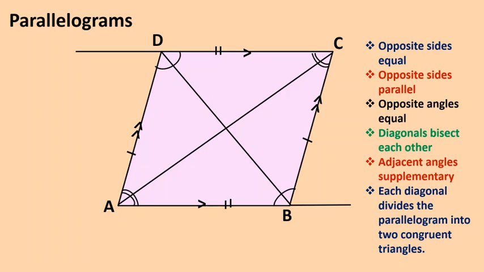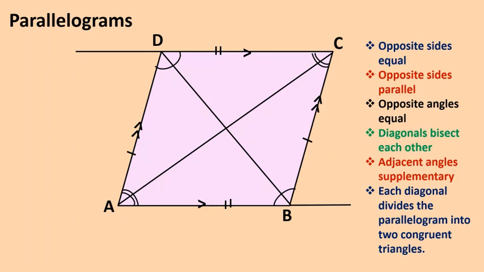Now, adjacent angles. What do you mean by adjacent angles? Angle A and angle B. Angle B and angle C. A pair of angles together, sitting together. Angle A and angle B, angle B and angle C, angle C and angle D, angle D and angle A. So at a time I can say two angles which are sitting together, which are made at the continuous vertices. So they are supplementary.